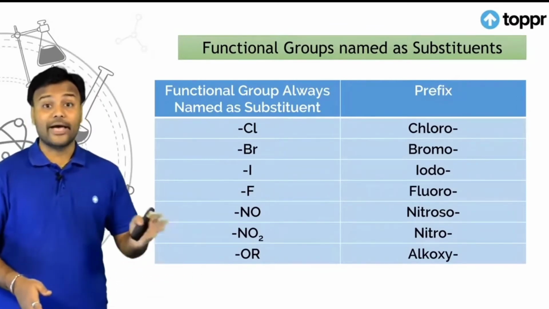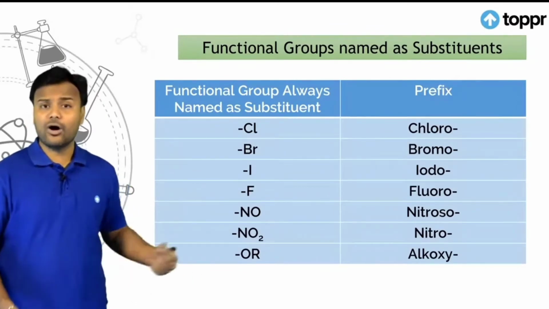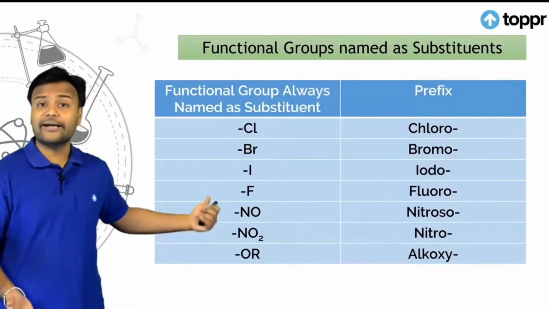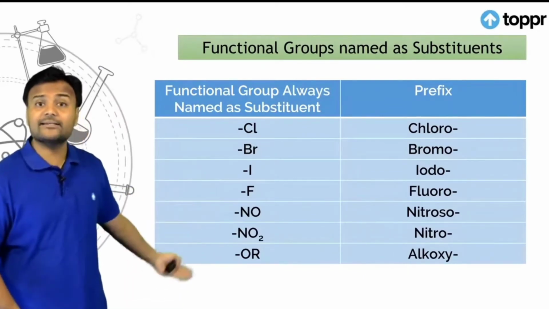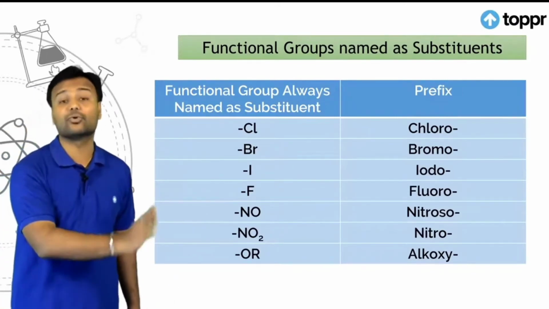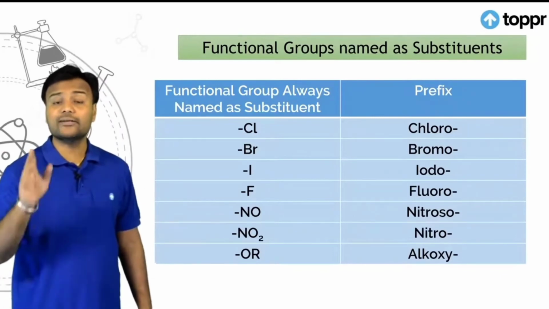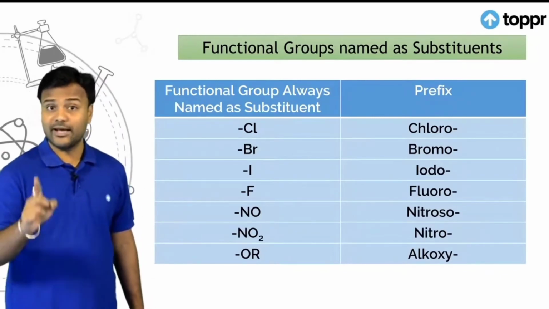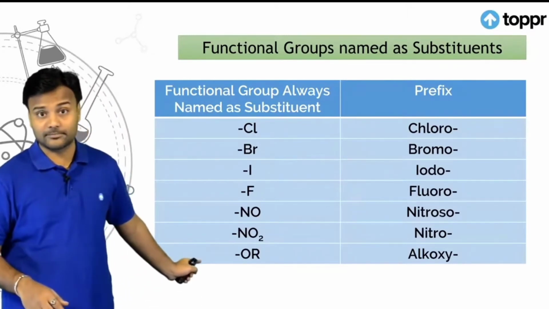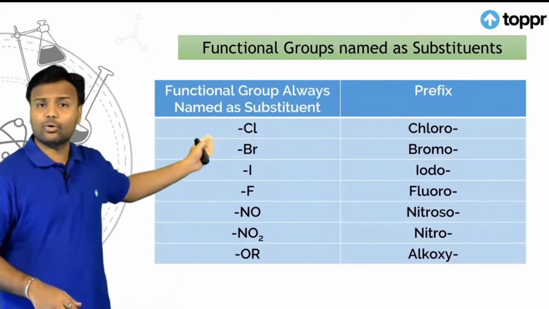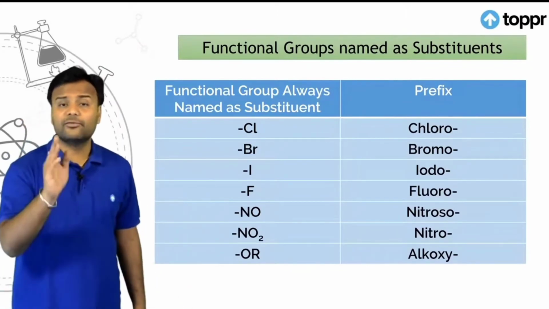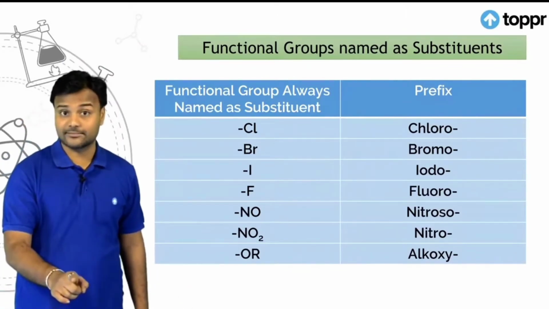You can say nitro, NO2. Alkoxy, so alkoxy is nothing but your ethers. NO2 is nitro compound, nitroso. So if you see the last three, these are your functional groups, but they always act as prefixes only. They will never be secondary suffixes, especially nitro, nitroso and ethers, that is the alkoxy group. Apart from that, chloro, bromo, fluoro, iodo, all these will always be prefixes.